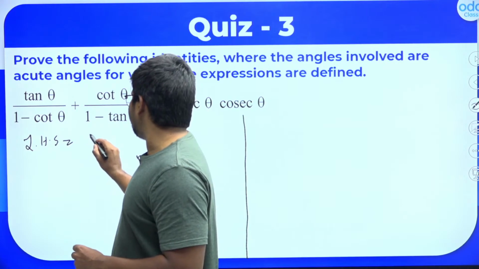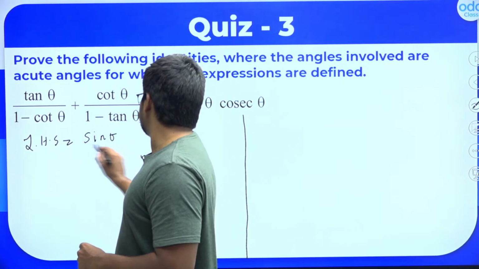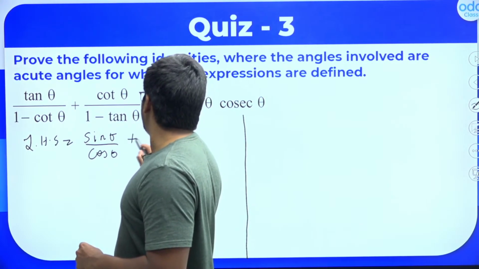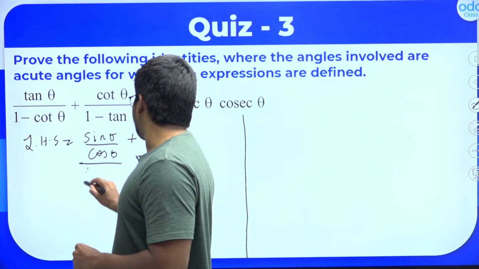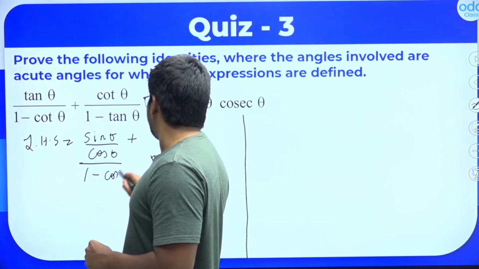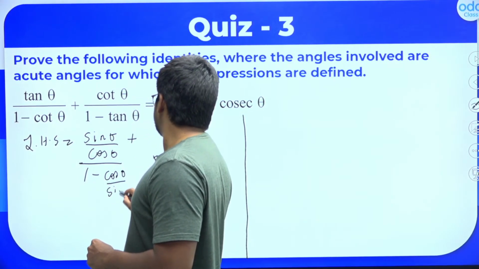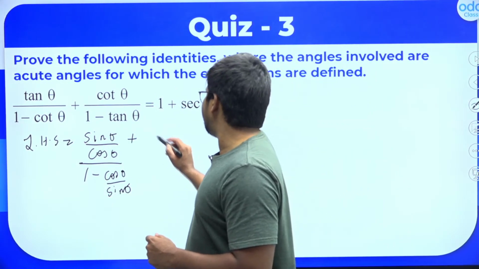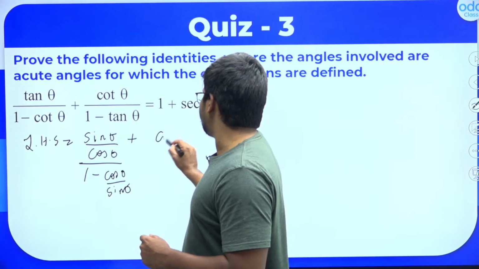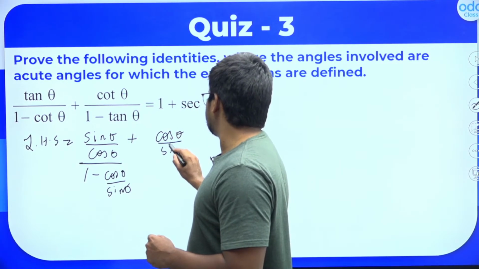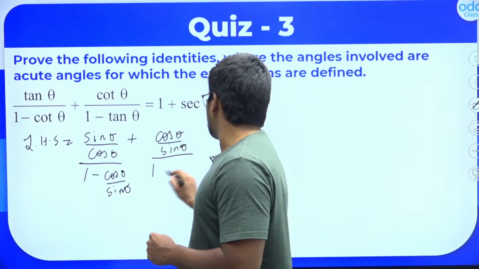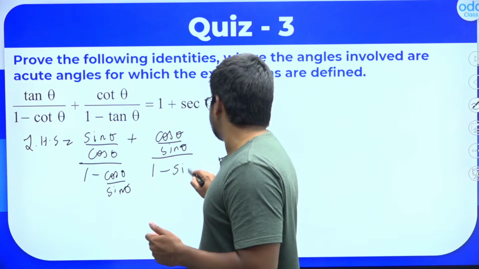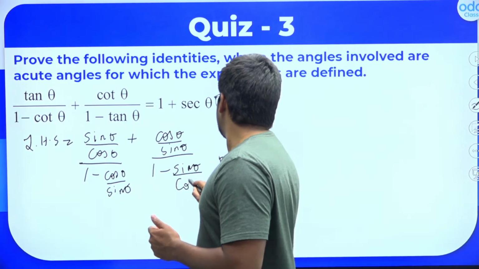Can I write tan theta as sin theta by cos theta? I can write it as sin theta by cos theta divided by 1 minus cot theta, which is cos theta by sin theta, right? Cot theta is cos theta by sin theta. Plus again, in the numerator also you can write cot theta as cos theta by sin theta, whole divided by 1 minus tan theta, which can again be written as sin theta by cos theta. You can write it like this.